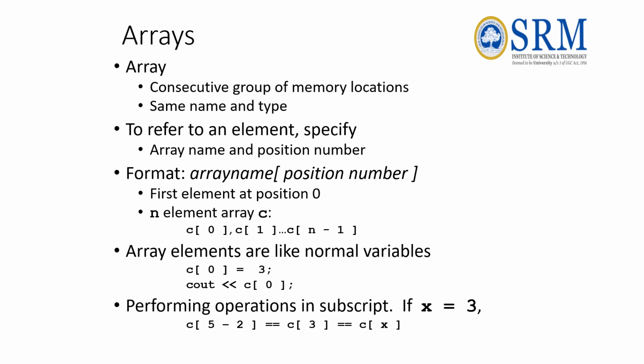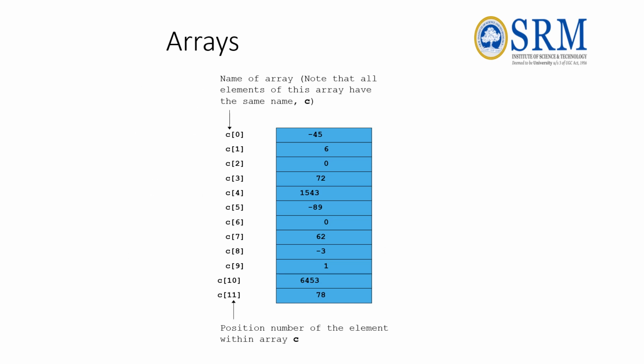When I give the position of C[5 minus 2], it is nothing but the position 3. All are one and the same. So the position value, index value and subscript play an important role in the array. Next, how does the array look? As I said, it is a fixed memory location.